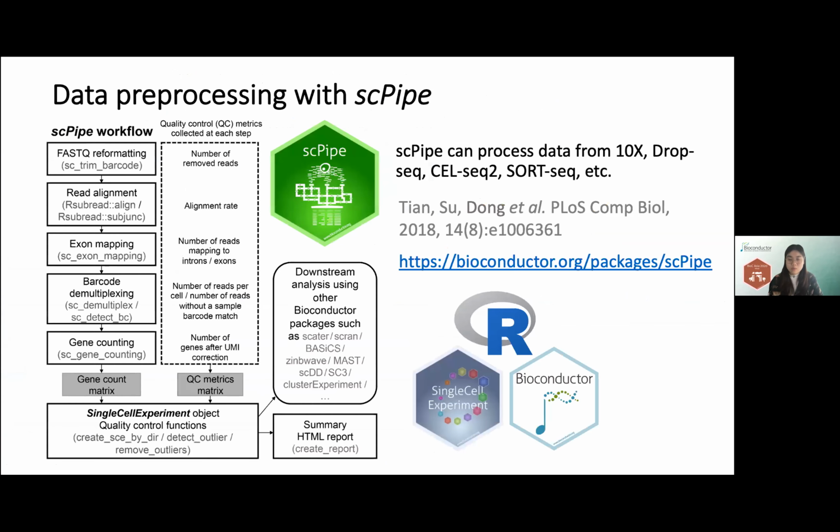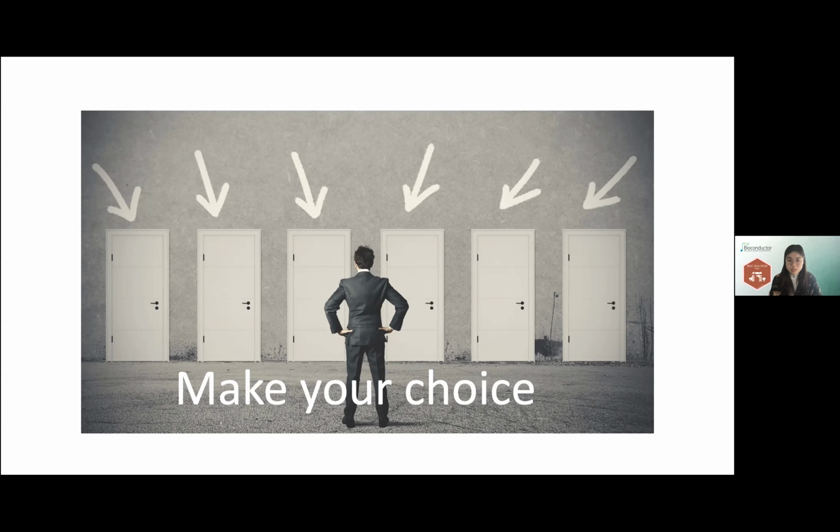And there is another workflow, which is scPipe. It is available in Bioconductor, and it can process data from multiple platforms, such as 10x and Drop-seq. Since it's implemented in R, it is easy to use together with other Bioconductor packages, such as scater or scran, for the downstream analysis. So having this many packaged workflows, you must be wondering which one is better. Which would deliver more accurate biological information, or which one runs faster to save your time, so you can make your decision.